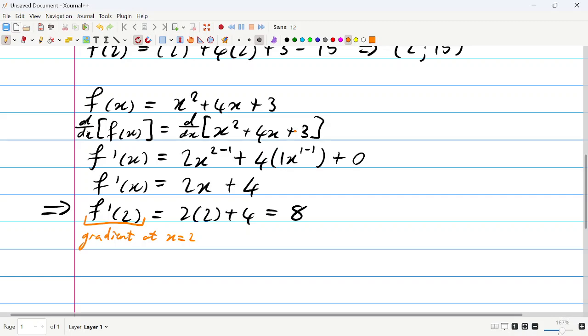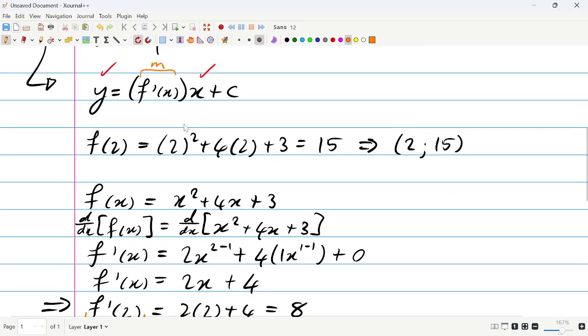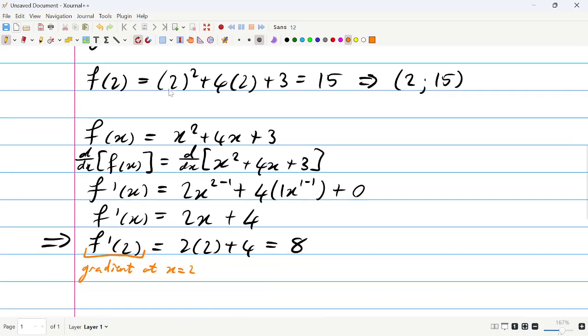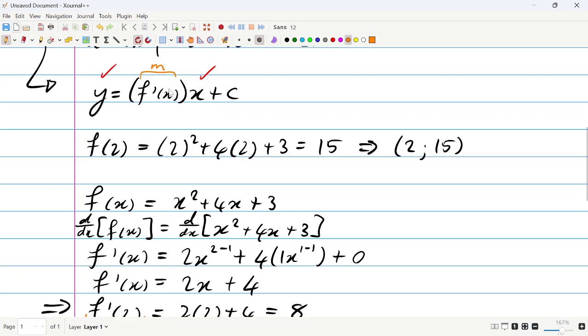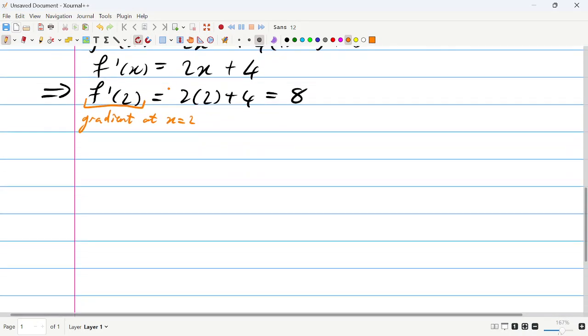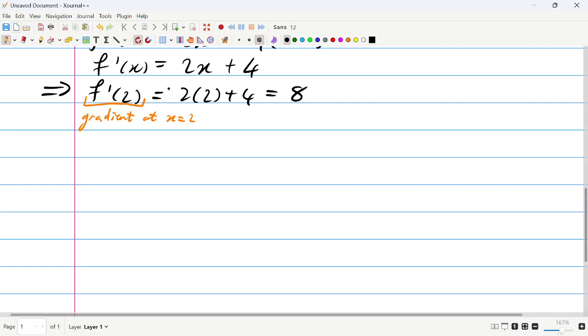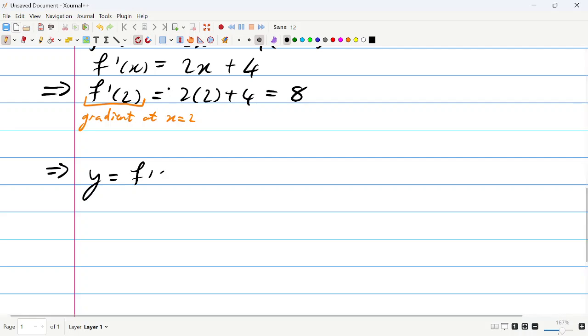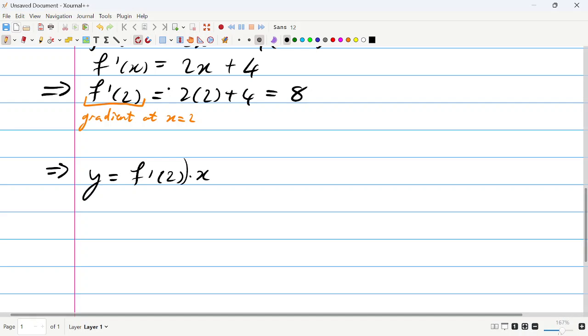That is our notation. And do you notice what we just found? We found the gradient at the point of the tangent. So now we can substitute that in. I should have actually said that this x value is supposed to be 2. So therefore, we have the equation y is equal to f prime of 2, because that is our point, multiplied by x plus c.